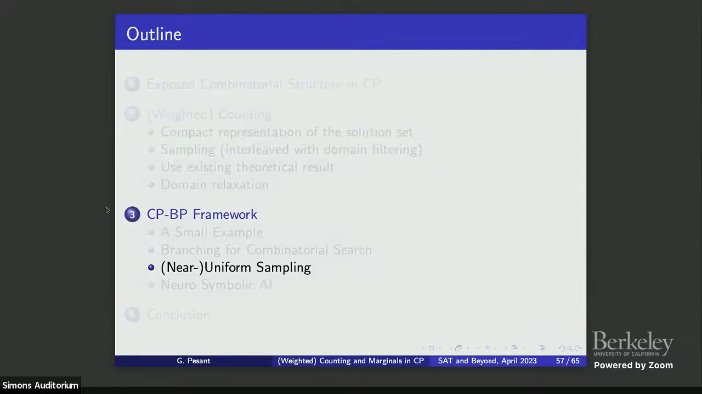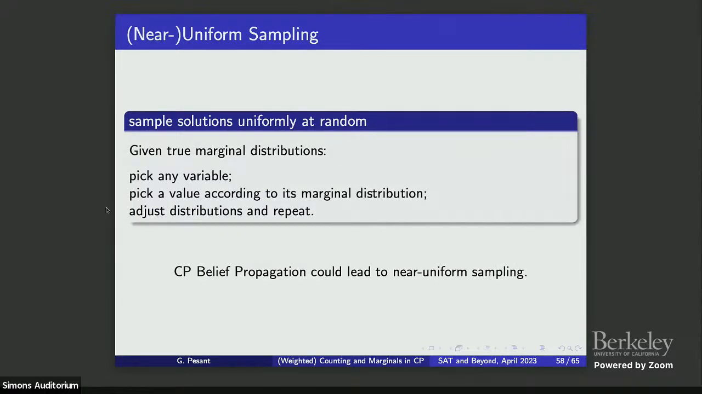Near uniform sampling. Okay, so you want to sample solutions of your CP formulation or model uniformly at random. Well, let's say you're given the true marginal distributions again. So hopefully you get something close, but there are no guarantees really.